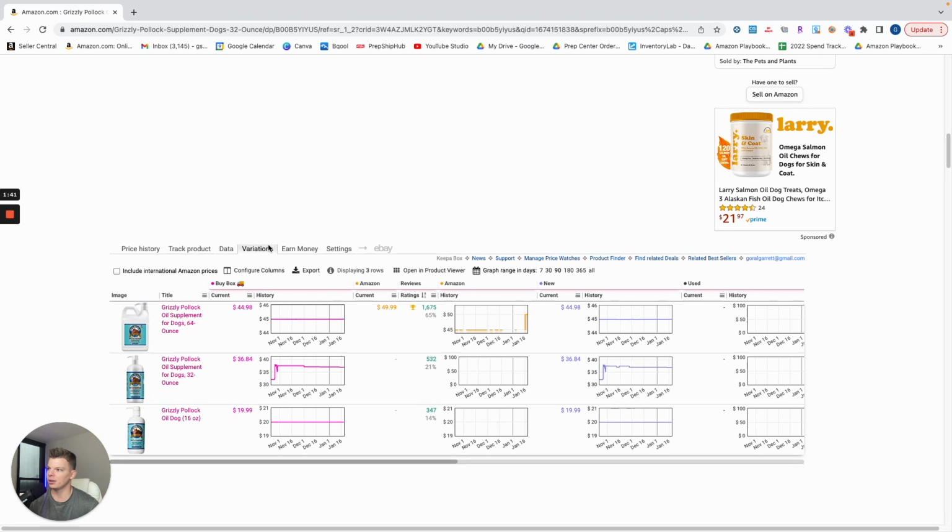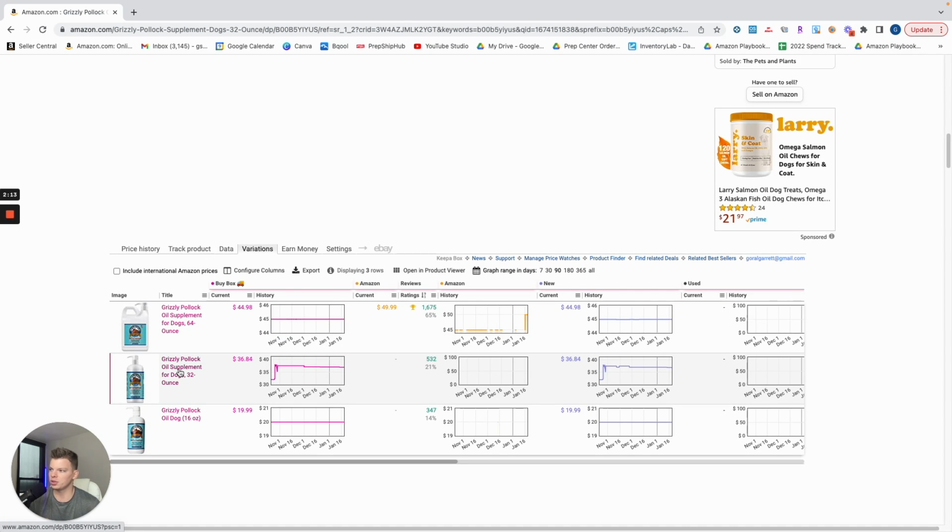So if we come down here and we go into the variations tab, what Keepa allows us to do is gain some sort of perspective in terms of relative velocity across variations. And we have a breakdown of the percentage of ratings that are going to each variation, right? And so we can correlate that to relative velocity, right? So if we see 65% of all the reviews across this listing are going to this specific variation, then we can safely assume that about 65% of sales are also going to this variation, right?